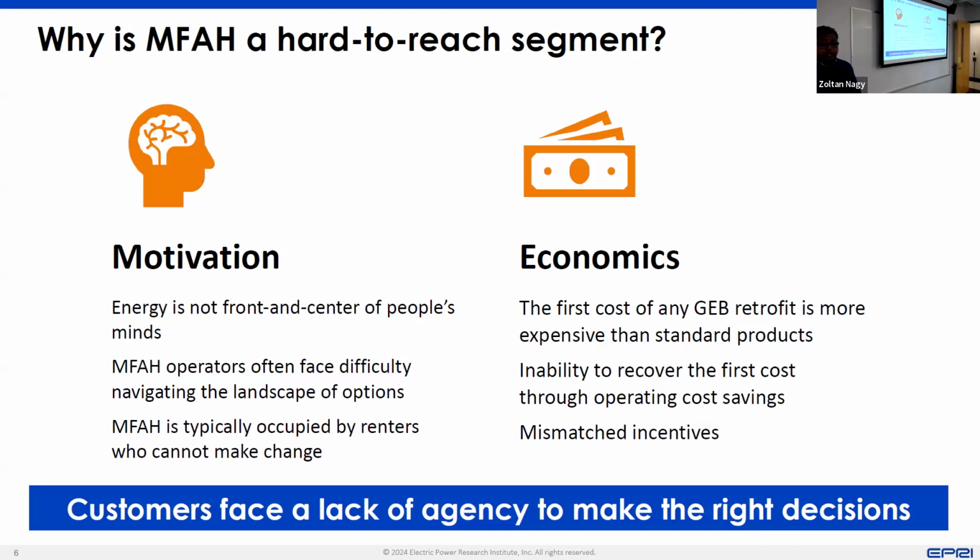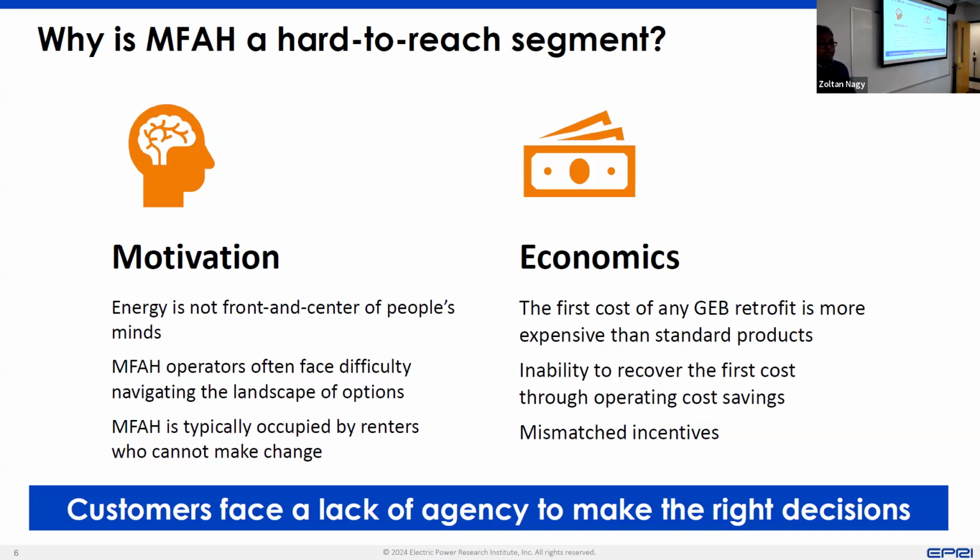On the flip side, on the economic side, the first cost, as in the cost that you are spending right up front to make these changes, is very high compared to the standard products out there. So that's a big challenge. It's the inability to recover that cost. So if you're going to invest in it up front, a good way to recover that cost of investment is to make sure that your cost on a monthly basis is lower. If that can potentially work out in your favor, then it's great. But some of these technologies are not quite there yet.